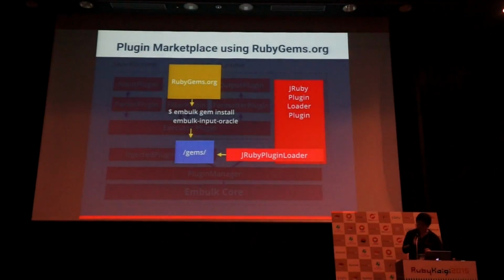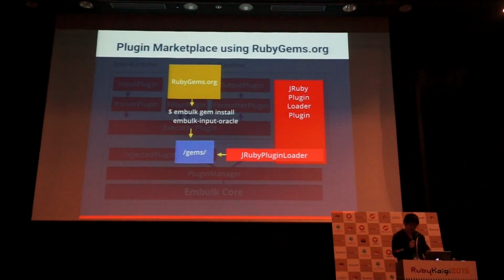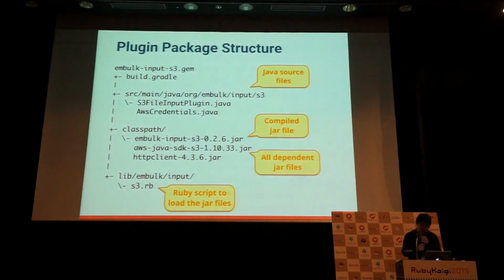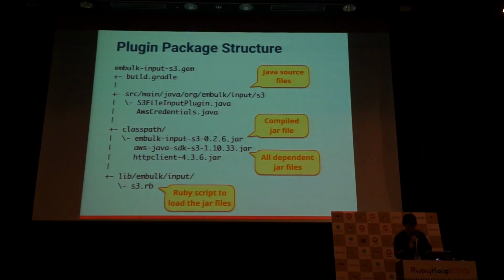And for this Ruby-based plugin loader, I used the same architecture with Fluentd. So it uses gem internal API to load gems. And this is a structure of a package. Well, this might be weird for you because it includes Java files and Ruby script.